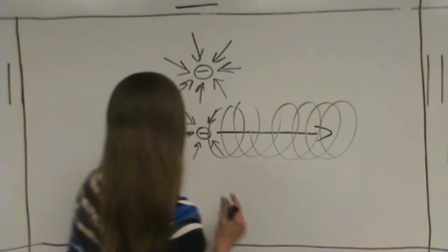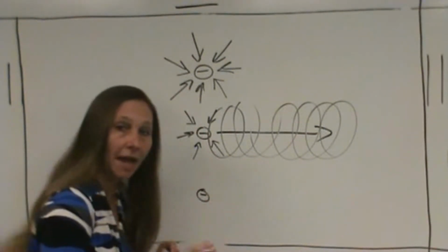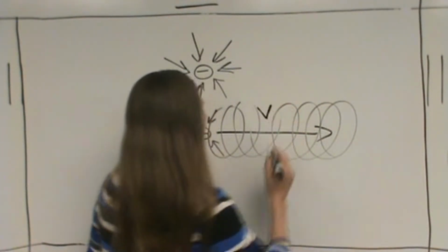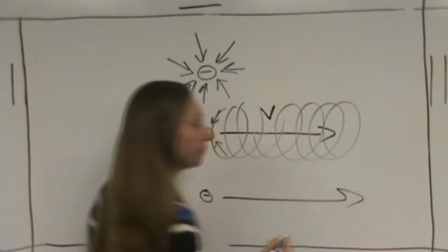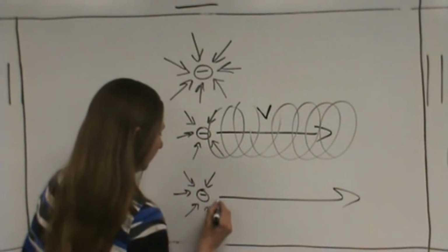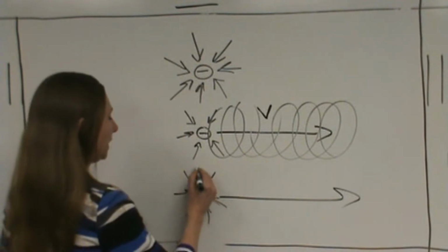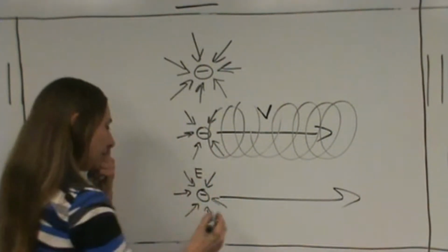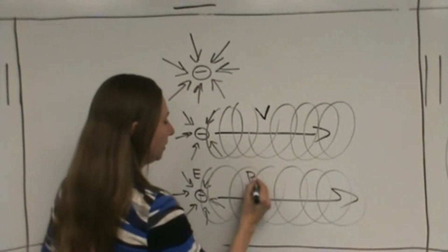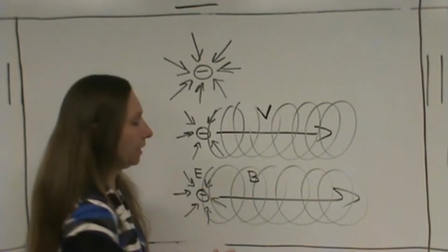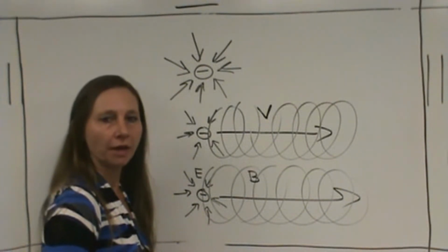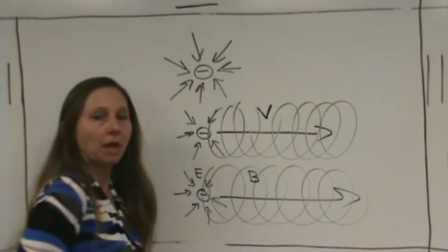Now, if that electron, we'll call this constant velocity, if that electron is accelerating, it has its electrical field, all right, we'll call that E. It has its magnetic field, we'll call that B, and it also emits electromagnetic radiation, or light, some kind of light.